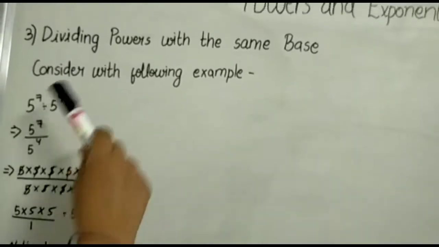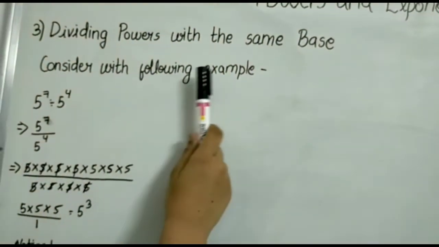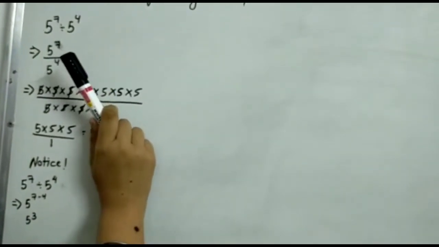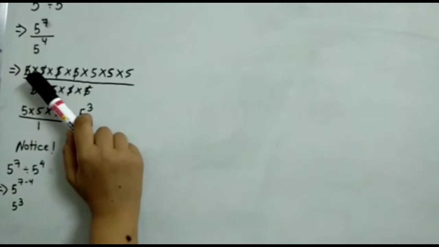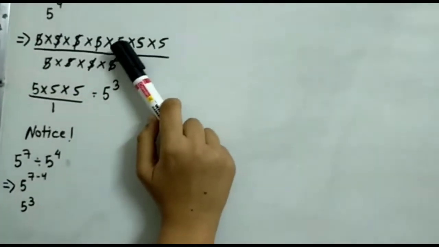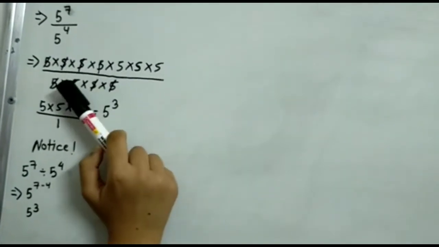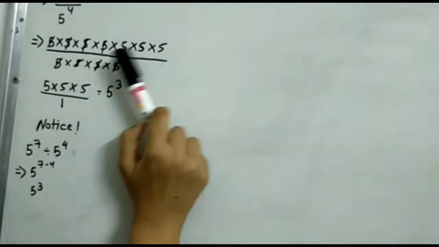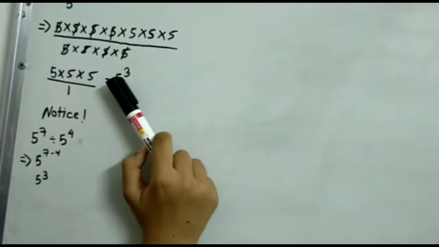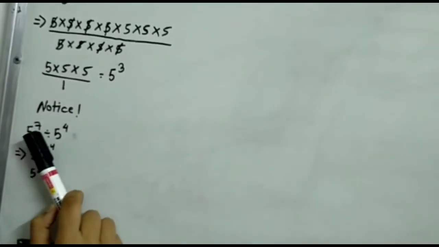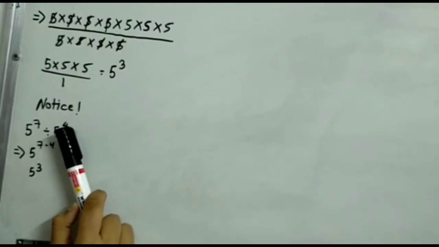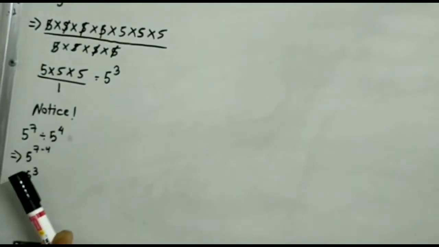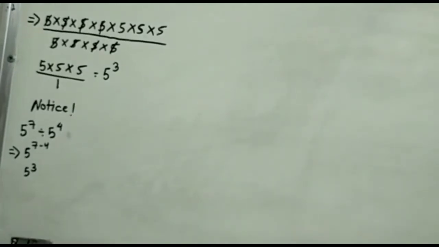Now we will study about dividing powers with the same base. Consider the following example. 5 to the power 7 divided by 5 to the power 4. So 5 to the power 7 divided by 5 to the power 4 equals 5 into 5 into 5 into 5 into 5 into 5 into 5 divided by 5 into 5 into 5 into 5. So we have to cancel, and the remaining is 5 into 5 into 5, that is 5 to the power 3. Notice 5 to the power 7 divided by 5 to the power 4 equals 5 to the power 7 minus 4, and the answer is 5 to the power 3.